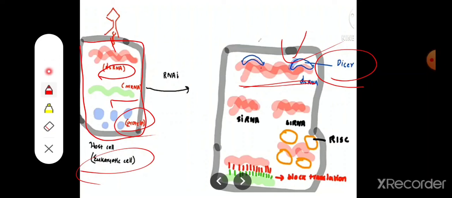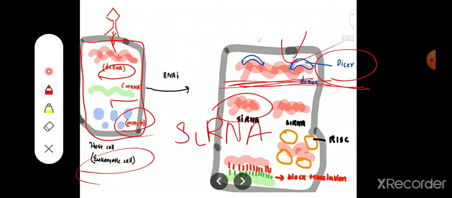And when they attack, what happens? These long double stranded segments are converted into siRNA, also called small interference RNA, which means that this double stranded long chain is cut into many fragments like this.